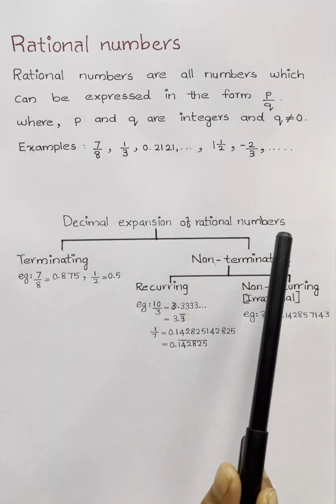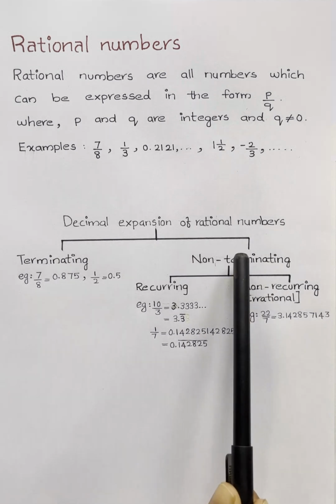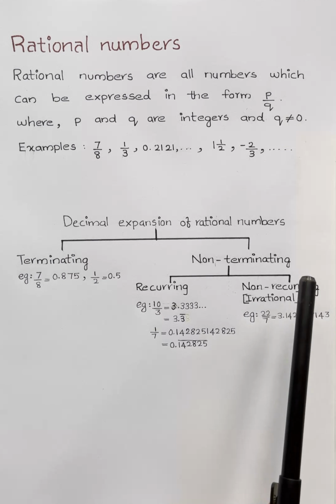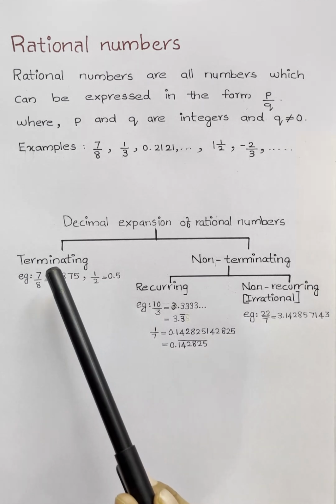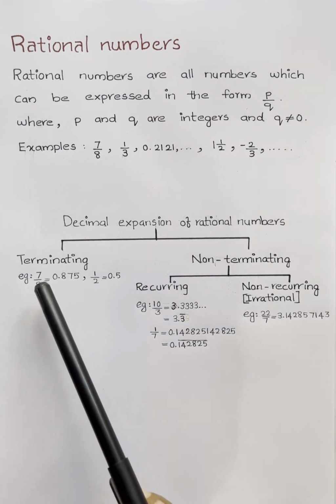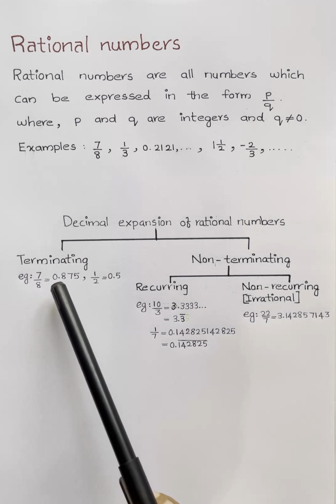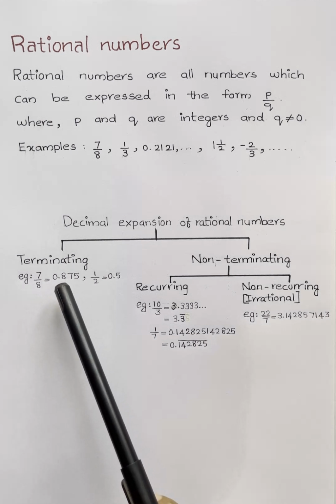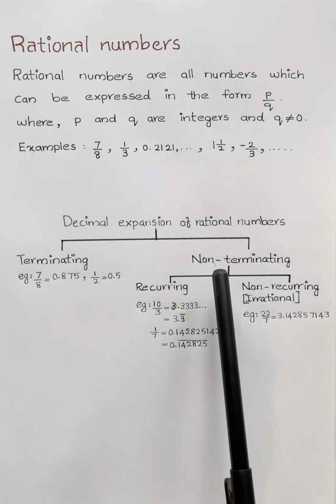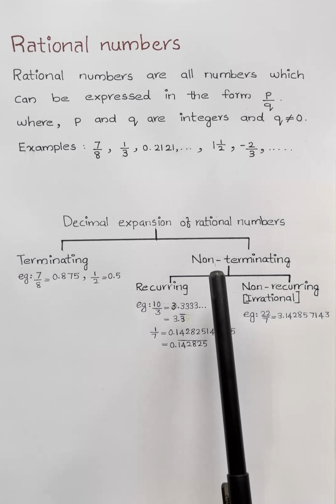Decimal expansion of rational numbers is divided into two: terminating rational number and non-terminating rational number. The expansion of a terminating rational number has an end. For example, 7 by 8 equals 0.875. Here, the decimal expansion of 7 by 8 ends at 5. The decimal expansion of a non-terminating rational number has no end.